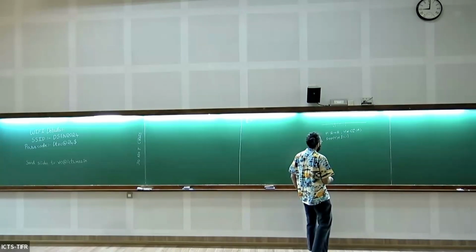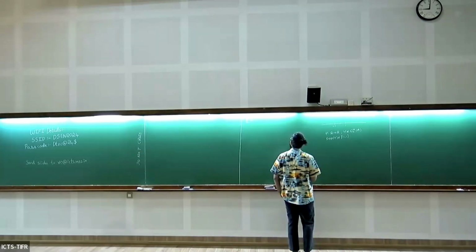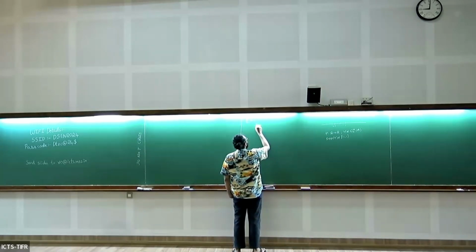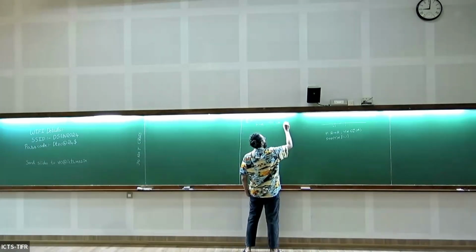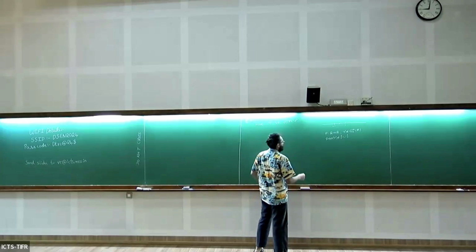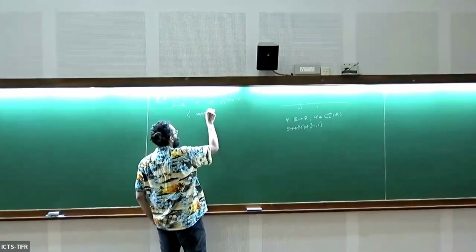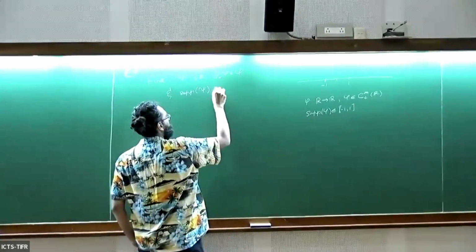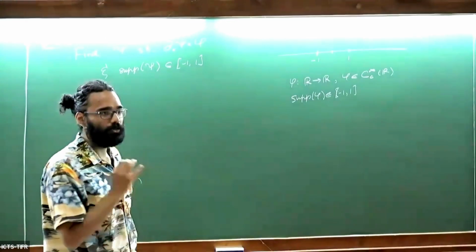And I wanted to find a primitive of this. So I wanted to be able to solve or find a psi such that dx psi is phi. Okay. And such that the psi also has compact support and is in the same interval. Okay, so this was part of the first exercise last time.